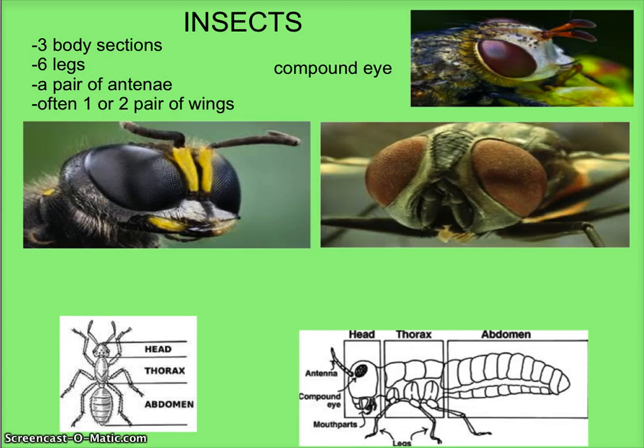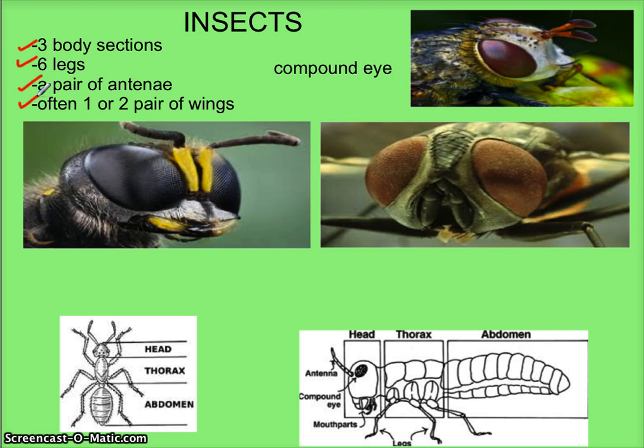You may remember that insects are arthropods. They have 3 body sections, 6 legs, a pair of antennae, and many times 1 or 2 pair of wings.